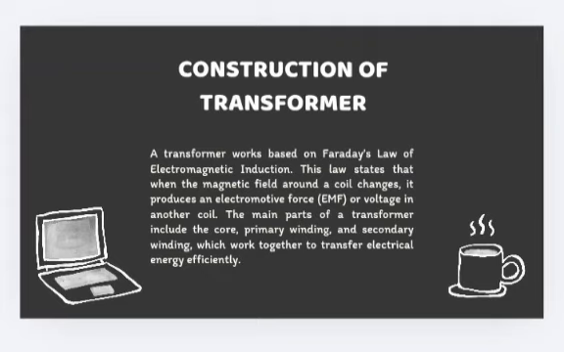Construction of a transformer. The operation of a transformer is based on Faraday's law of electromagnetic induction. When electricity flows through a coil, it creates a magnetic field that produces voltage in another coil. The main parts of a transformer are the iron core, the primary winding, and the secondary winding.